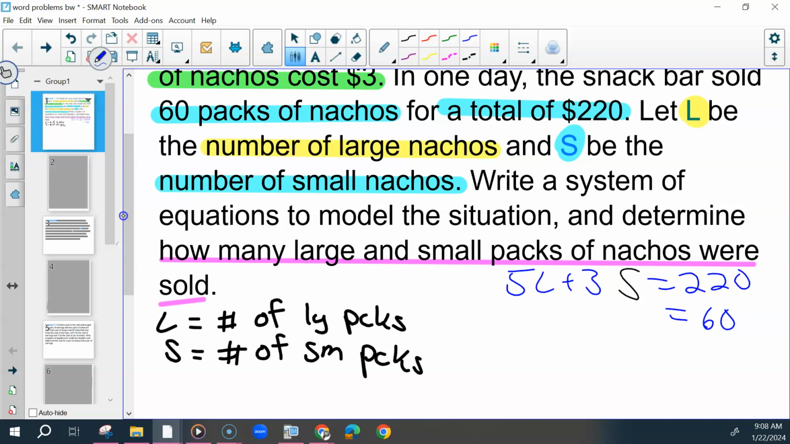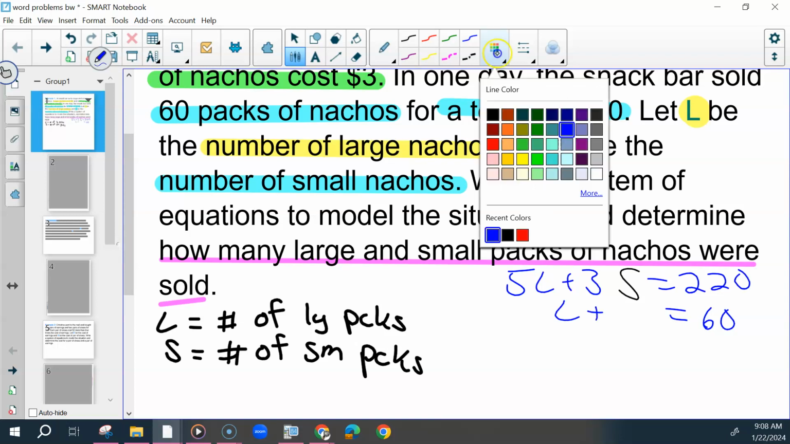What else represents number of packs of nachos? Somewhere on here it says number of large packs of nachos. L and S. So anytime you're given 4 numbers, you're going to add just the variables together.